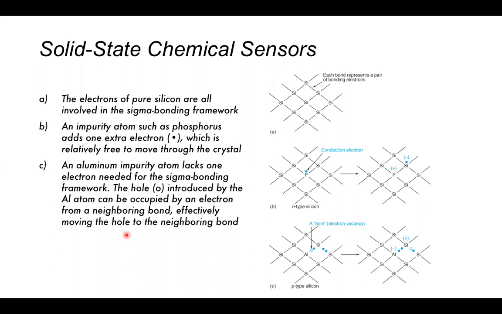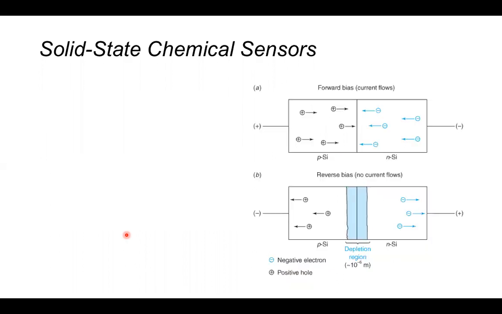Okay, so solid state chemical sensors. What can happen is if we have a flow of electrons, we can end up having a forward bias or a reverse bias by creating a depletion zone.